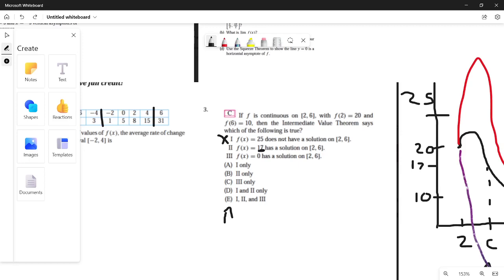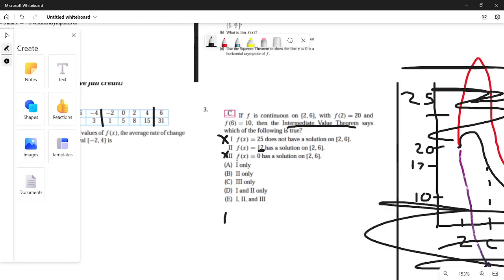Why is it E? No, it has to be 2 only, because it specifies the intermediate value theorem, so you have to use this one. I'm just using this one.